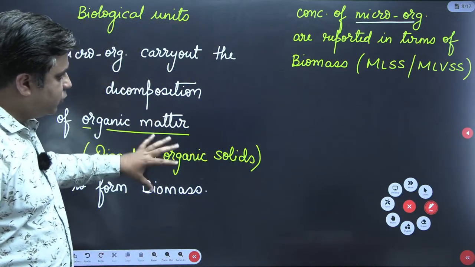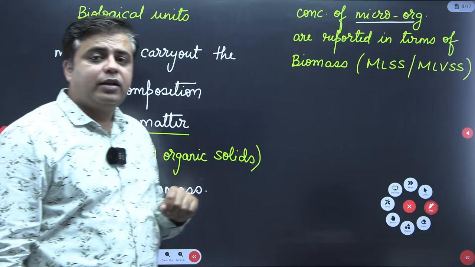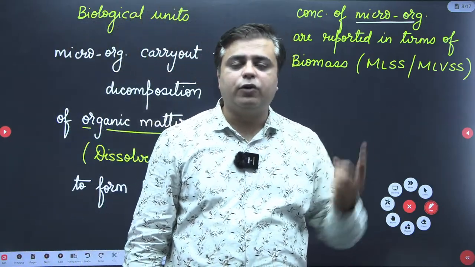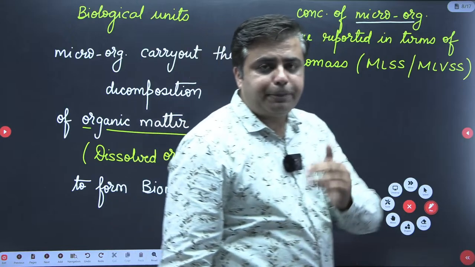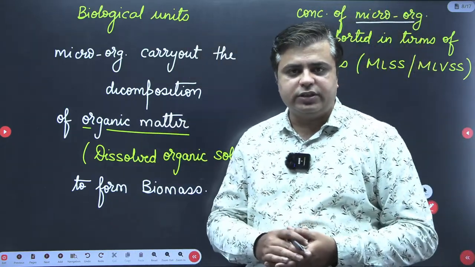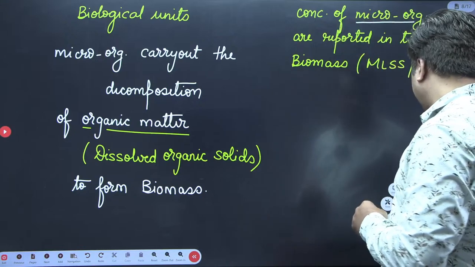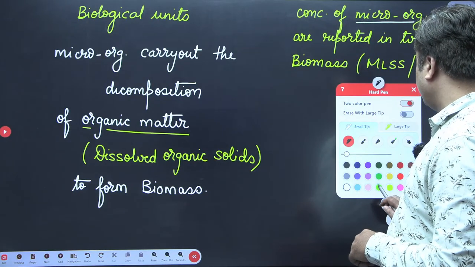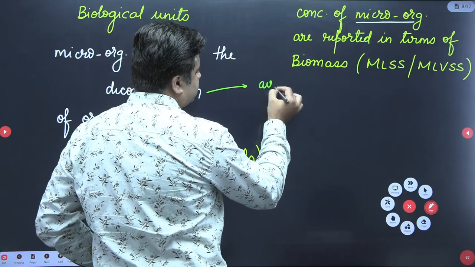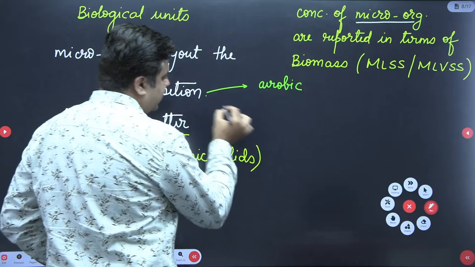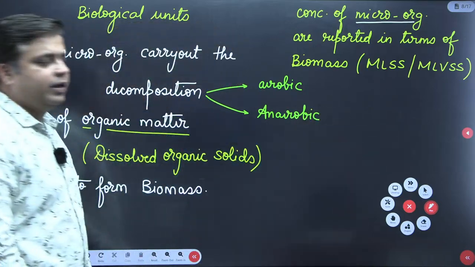Okay. Now, this is the story. There is one more thing in this story: this decomposition of the organic matter can happen either in the presence of oxygen or in the absence of oxygen. If the decomposition of the organic matter happens in the presence of oxygen, it is known as aerobic decomposition. If it happens in the absence of oxygen, it is known as anaerobic decomposition. So, based on the availability of oxygen, this decomposition can be either aerobic decomposition or anaerobic decomposition.